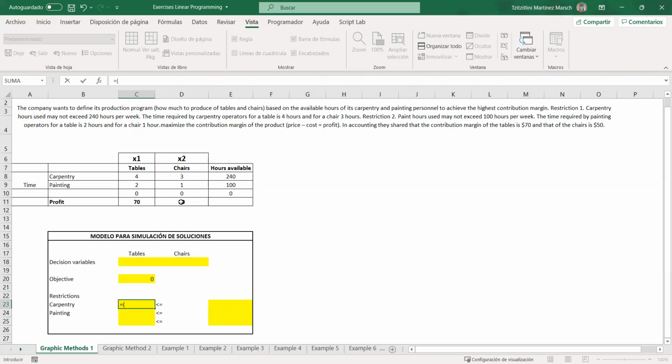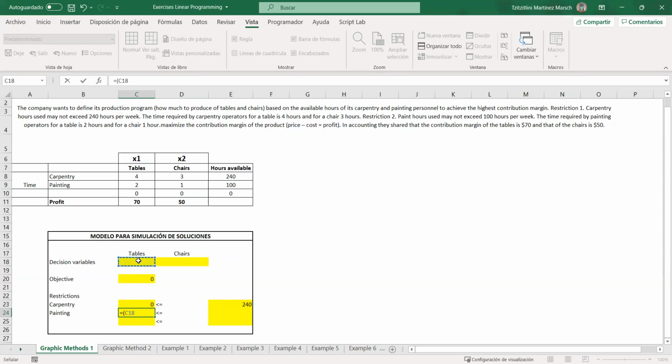But what cannot exceed? Okay, the number of tables I am making times the number of hours it takes me to make it, plus the number of chairs that I'm making times the number of hours it takes me to make it. Okay, and it has to be less than or equal to 240. Then we go to painting, and the same thing.